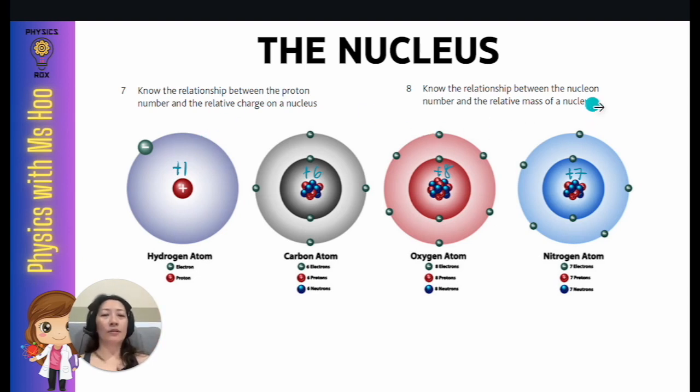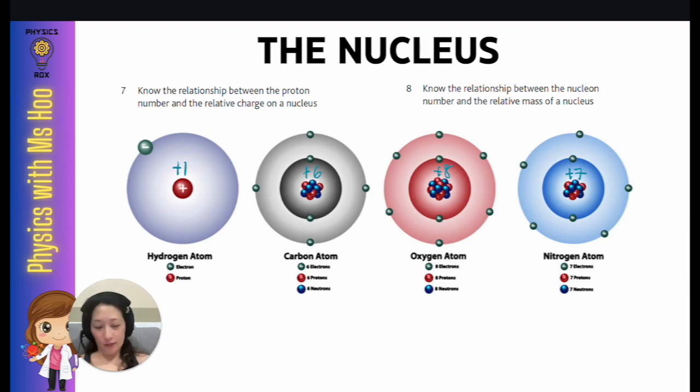Now, you also need to know the relationship between the nucleon number and the relative mass of the nucleus, which I have already explained just now. So remember, the protons and neutrons have almost equal masses. So when you want to calculate the mass of a nucleus, you just need to total up the number of protons and neutrons, which happen to be equal to the number of nucleons.